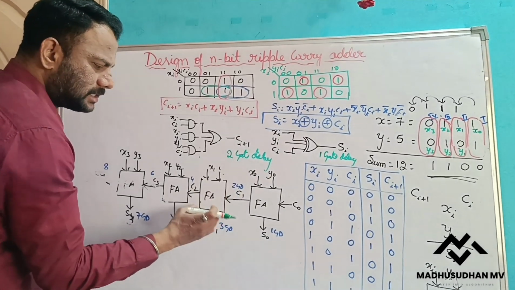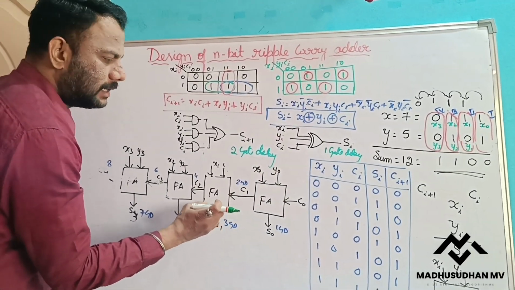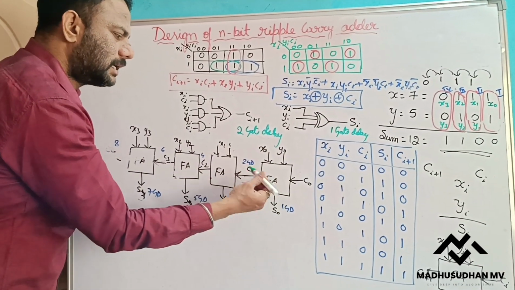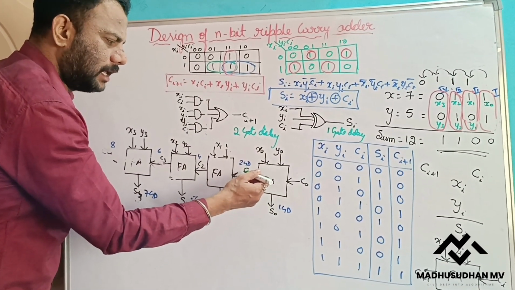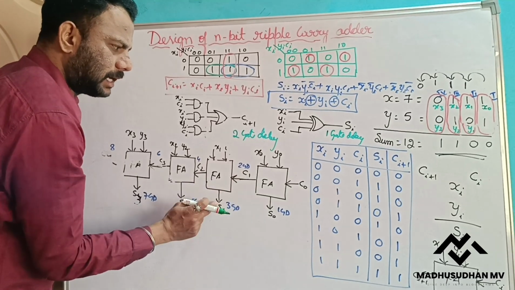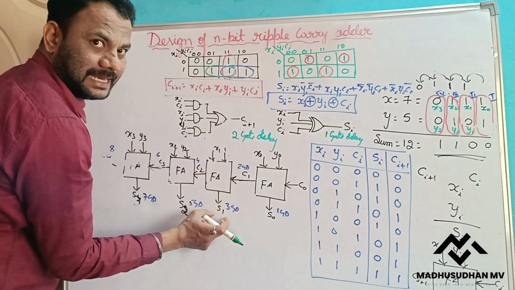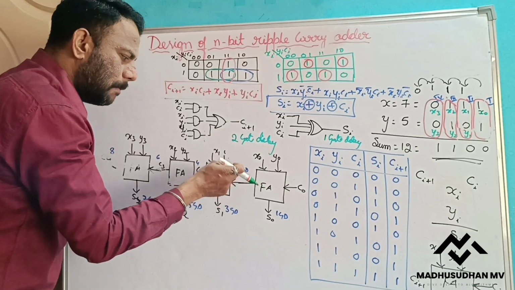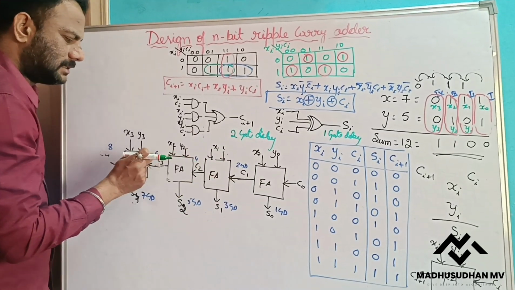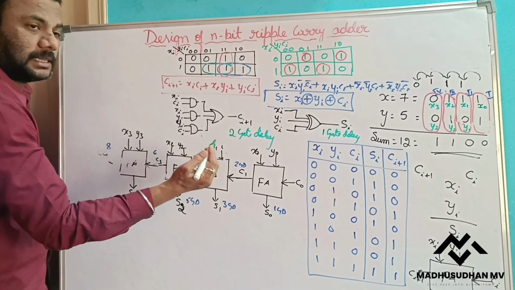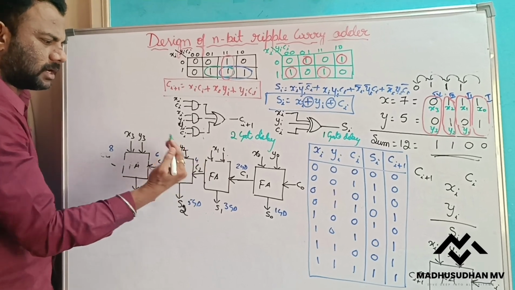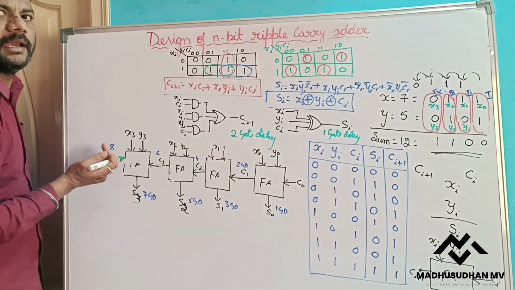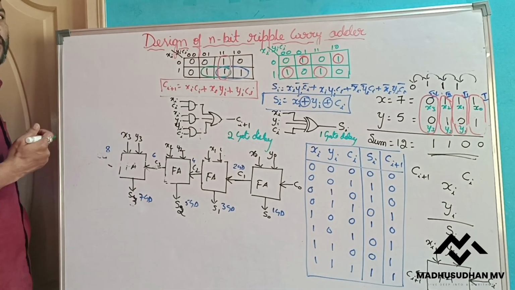Now, this stage cannot add until its previous stage generates the carry. The carry takes 2 gate delays, and the sum bit takes 1, so 2 plus 1 is 3 gate delays. The next stage depends on the previous one: 2 plus 2 is 4, then 6, then 8. So the time delay keeps increasing from one stage to the next: 2 gate delays, 4, 6, 8, 10, 12, and it goes on.